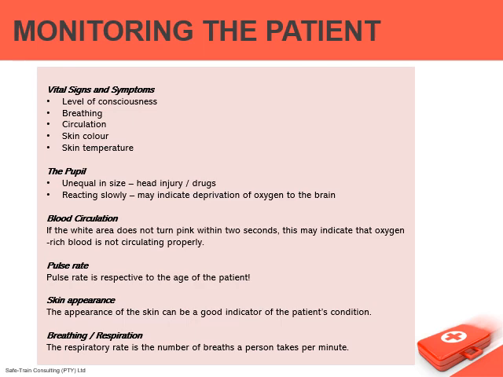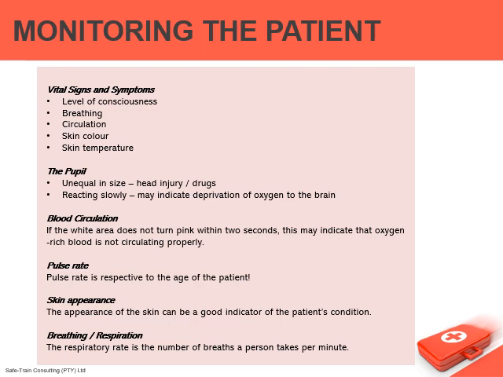Important to remember that the pulse rate is respective of the age of the patient. Adults have a pulse rate of 60 to 100 beats per minute. Children have a pulse rate of 100 to 120 beats per minute. Infant up to 1 year, a pulse rate of 110 to 160 beats per minute.